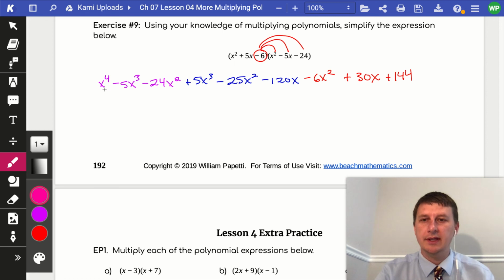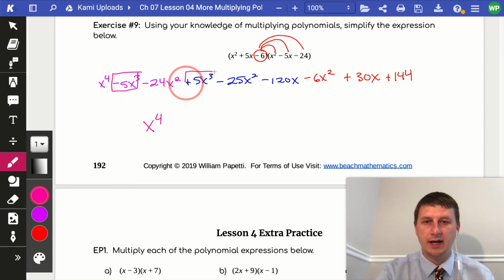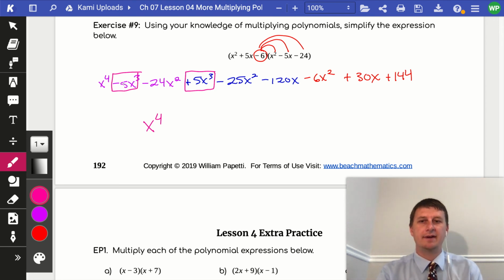So to place it in standard form, I look for my highest exponent first. Our largest exponent is 4. So I don't see any other x to the 4ths. So I have x to the 4th. Then I go for my x to the 3rds, and I see a negative 5x to the 3rd, a positive 5x to the 3rd, and that's all. And a negative 5x to the 3rd and positive will cancel each other out. So I don't have any x to the 3rds.